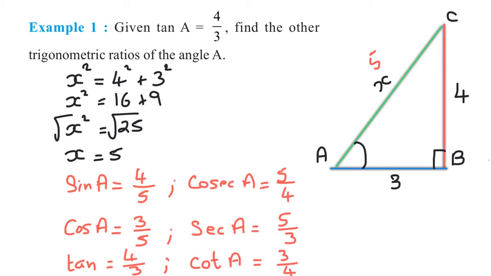Similarly, you can take up angle C and figure out what will be the trigonometric ratios if we take angle C as the reference. So, great going. It's pretty simple. Find out the hypotenuse and figure out all the ratios depending upon the sides.